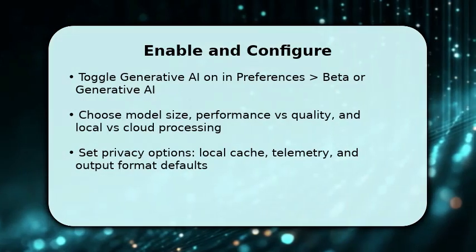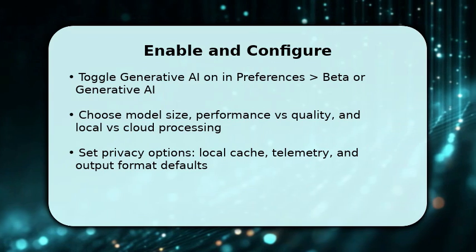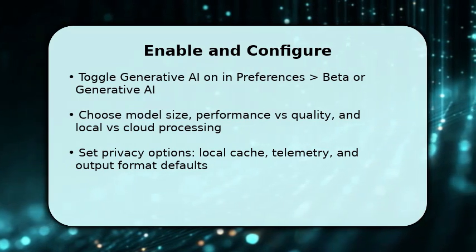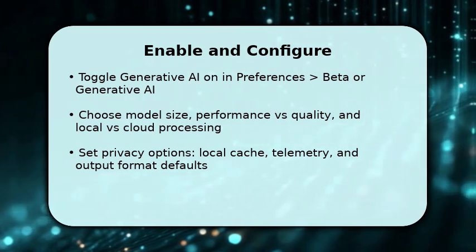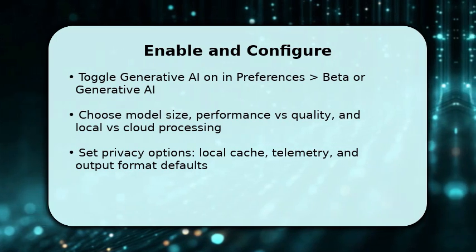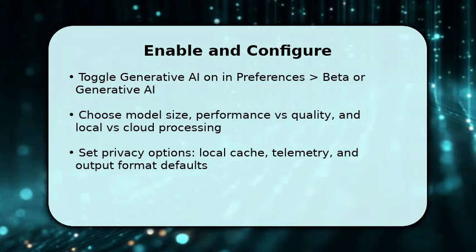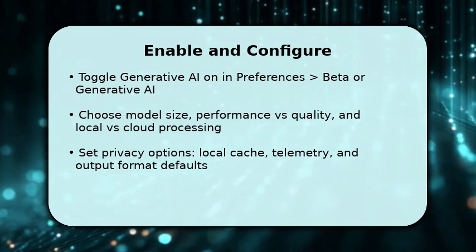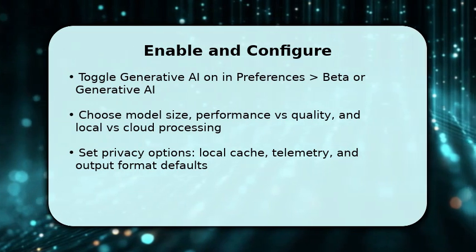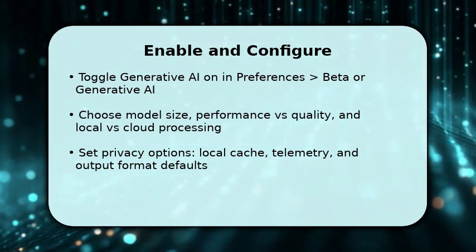You'll now configure how Generative AI behaves. In Preferences under Generative AI, pick the model size and balance performance versus quality. Smaller models are faster, larger ones produce finer details. Then decide whether to run processing locally or via Adobe Cloud. Local keeps files private, cloud uses more features.